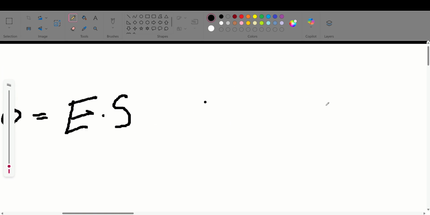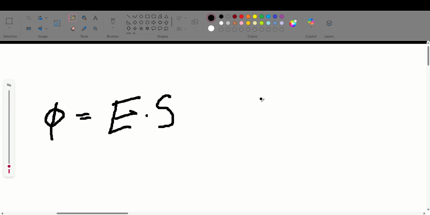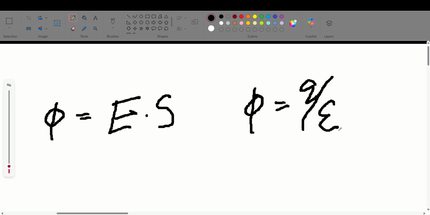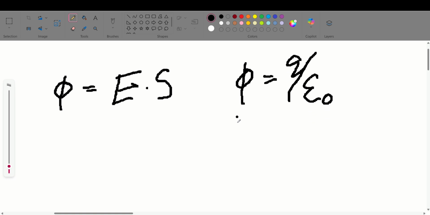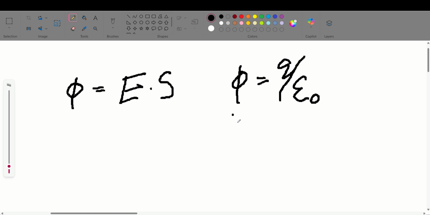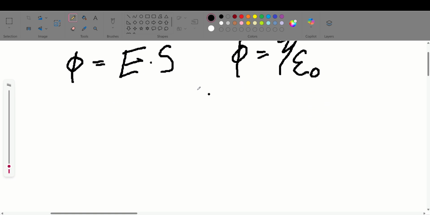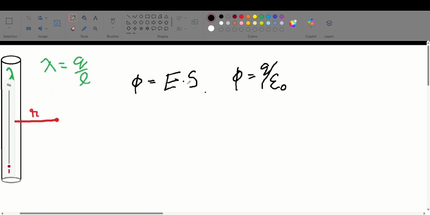So it's just ES, or phi could also be equal to the charge enclosed by the object divided by epsilon naught. So these two are the same thing. What we can draw from this is that ES is equal to Q by epsilon naught, but we'll come to that later.